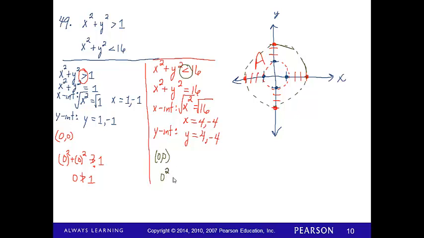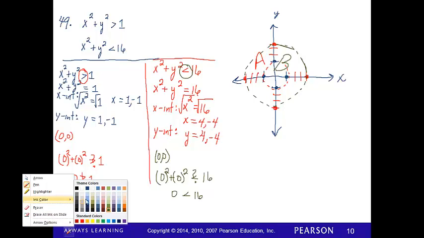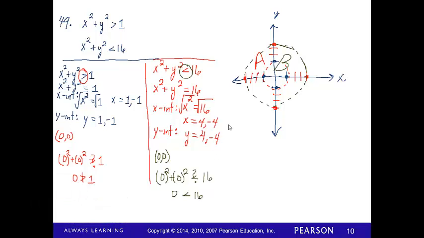So 0 squared plus 0 squared, is that less than 16? So 0 is less than 16, which means we would shade where? On the inside of the big circle, so I'm going to call it big B. Okay, so now we need to figure out which region we are shading for our system of inequalities. Well, A is in between the two circles, and B is also in between the two circles, so I know they overlap here, so let's go ahead and shade that piece in.